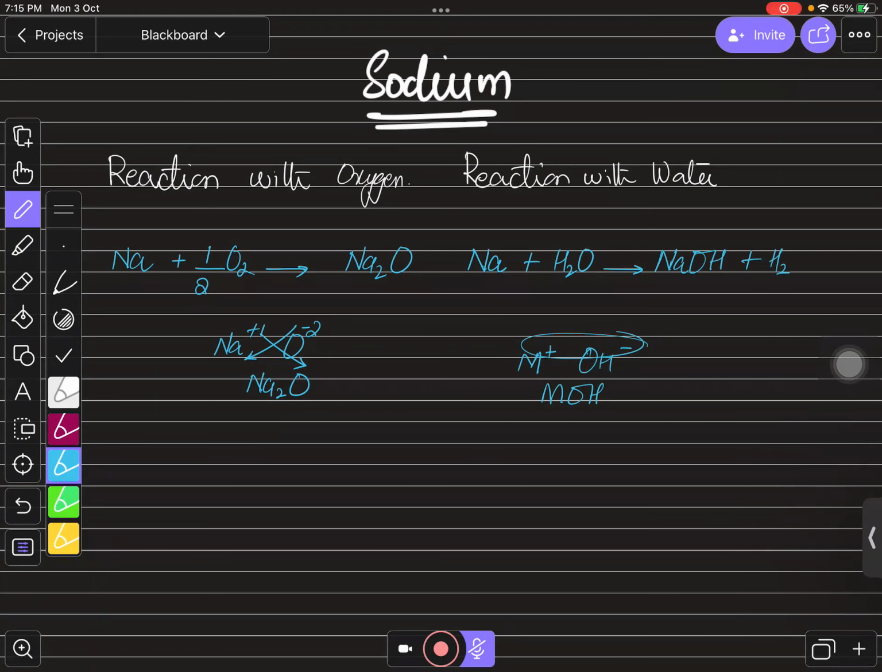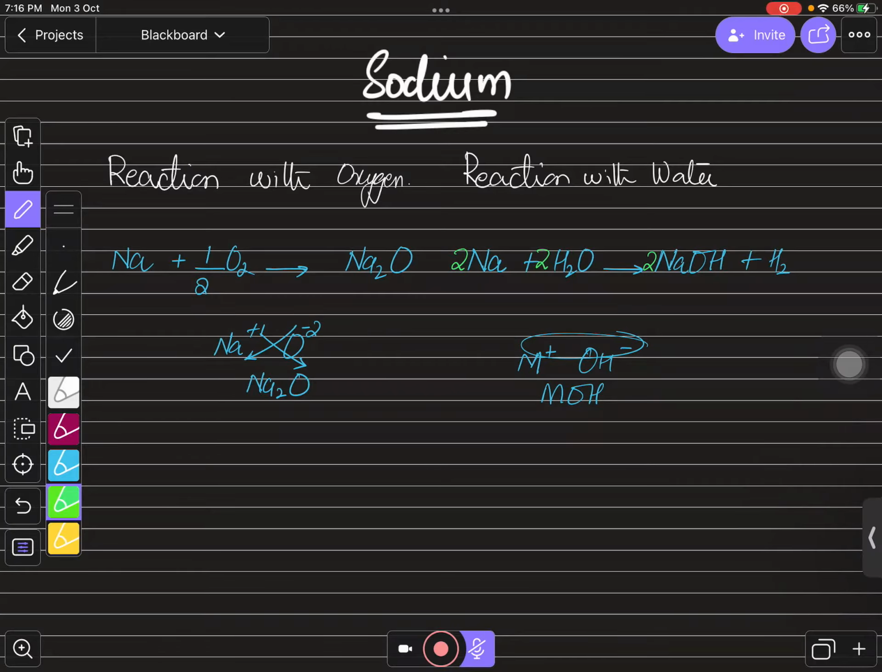So when we are going to balance this, right now we need to write 2 over here, so we have even number of hydrogens, 4 hydrogens over here on the right hand side, so we need to write 2 over here, so hydrogen is balanced on both sides. Then we have 2 sodium, so we need to write 2 over here as well, right? So this is the balanced equation with water.